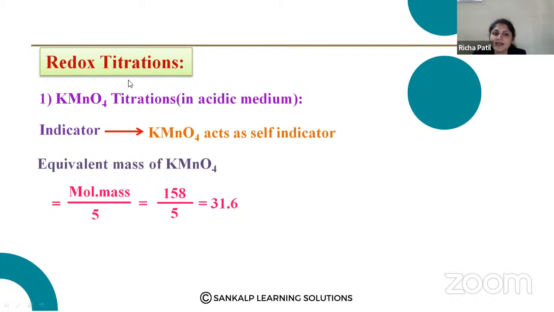Usually you titrate it against FAS. A standard solution of FAS, ferrous ammonium sulfate, is taken. Now KMnO4, as it is a dark color solution, acts as a self-indicator to indicate the color change. The equivalent mass of KMnO4 is 31.6. KMnO4 is a strong oxidizing agent. So KMnO4 titrations are important titrations.